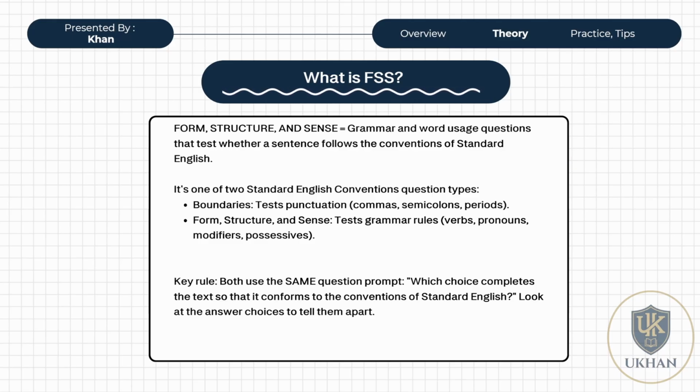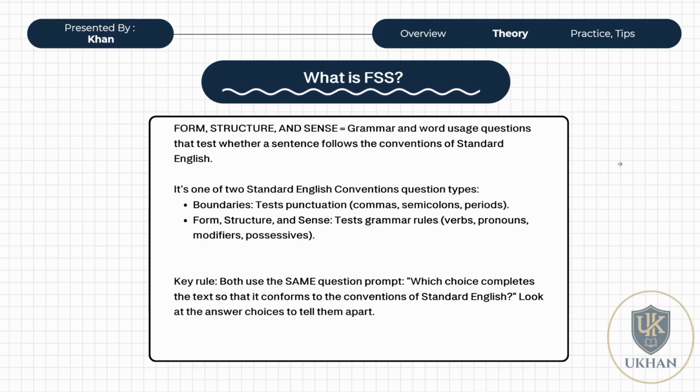What even is form, structure, and sense? Form, structure, and sense equals grammar and word usage questions that test whether a sentence follows the conventions of standard English. It's one of 2 standard English conventions question types on the digital SAT, and the other one is boundaries, which we've already covered. Boundaries test punctuation, whereas form, structure, and sense test everything else, like verbs, pronouns, modifiers, and possessives. Now, the tricky part is that both questions use the same question prompt, so they'll both ask, which choice completes the text so that it conforms to the conventions of standard English, word for word.